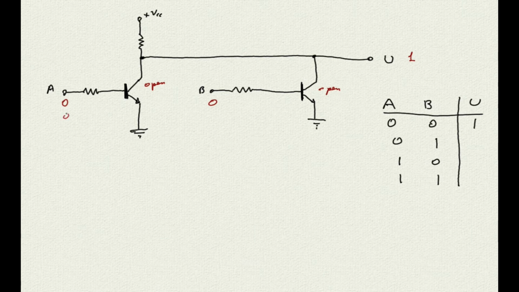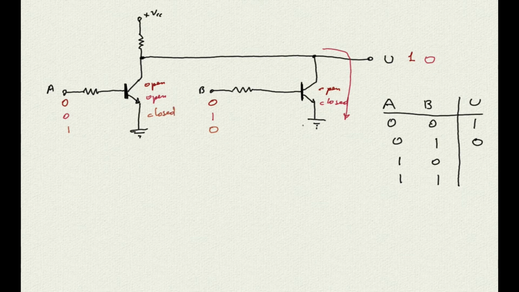Putting now a 0 on A and a 1 on B, the transistor on the left will be off, or open, while the transistor on the right is on, so it will behave like a closed switch. The transistor will then drain current from the resistor on top, causing the output to go low, which is the logic 0.